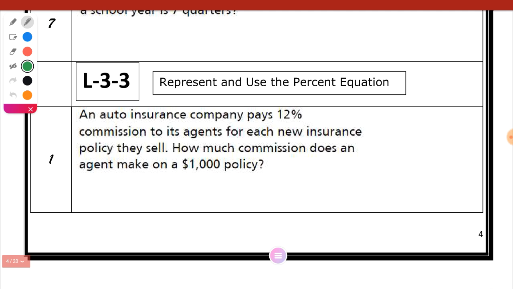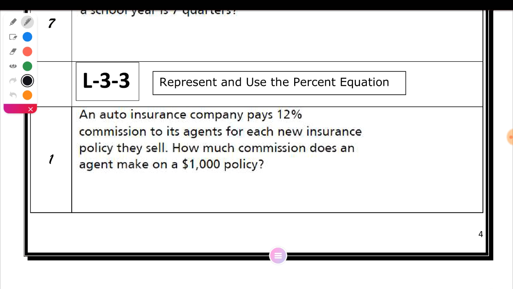Represent and use the percent equation. As we said before, this is our general formula. The same, a repeated lesson. 12% as a commission. Of what? Of 1,000. So this is the whole. And I need to calculate the commission, so I need the part. Use the formula and find the part. And this is the percent. Okay? Easy.